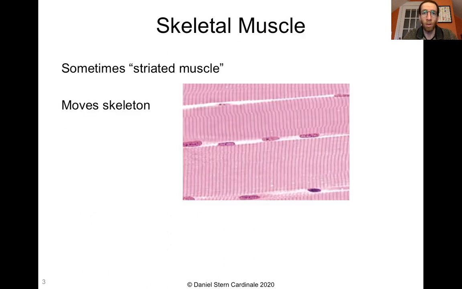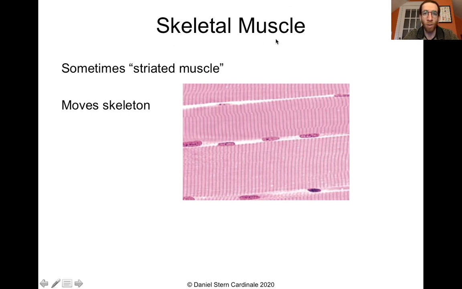Most of the muscle found in the human body is skeletal muscle, which is sometimes called striated muscle. I prefer the term skeletal muscle because, as we'll see when we look at other types of muscle, there is another type of muscle that has the striated appearance, so it's just more precise to call it skeletal muscle.